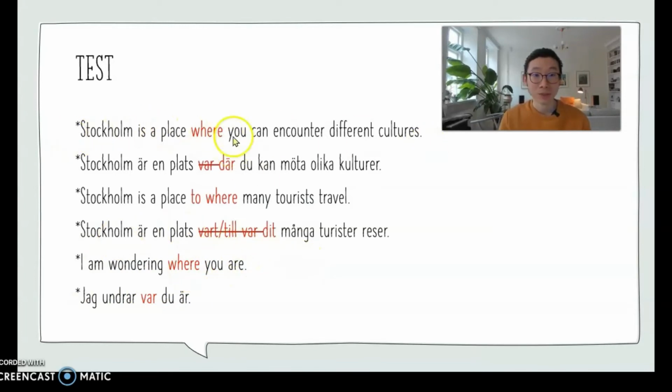If you compare with the first sentence, a place where you can, where is to describe the place further. So it's a subjunction, and in Swedish, you use där in this function. But in this case, I'm wondering where you are. Where is not describing wondering, no, it is to raise an indirect question. So it's still a question word. So in this case, you should use var.